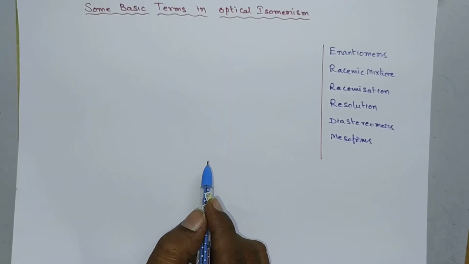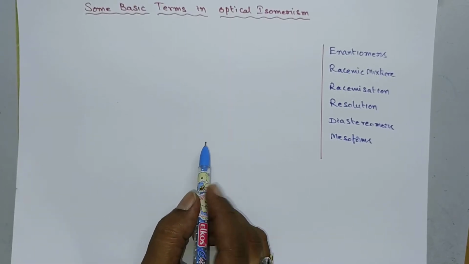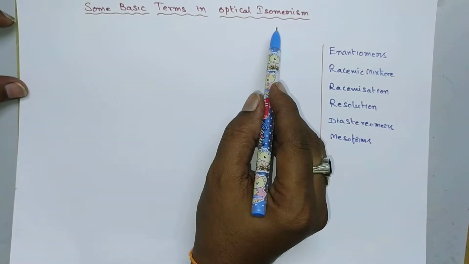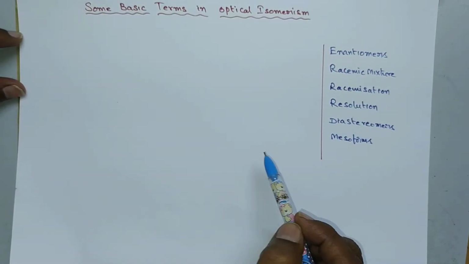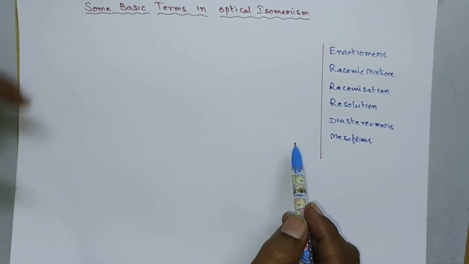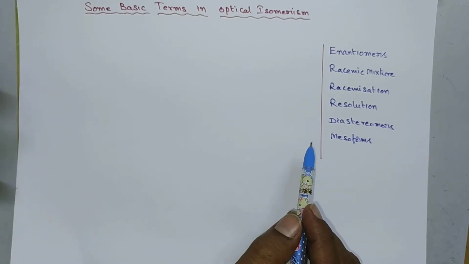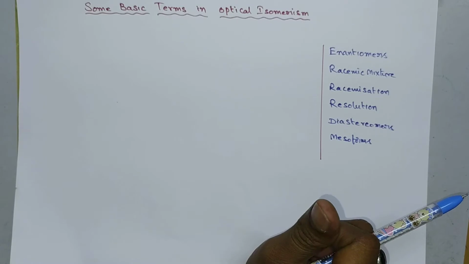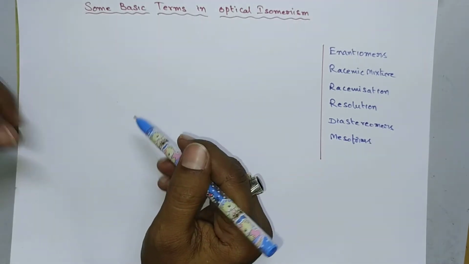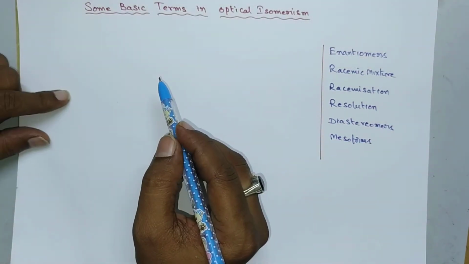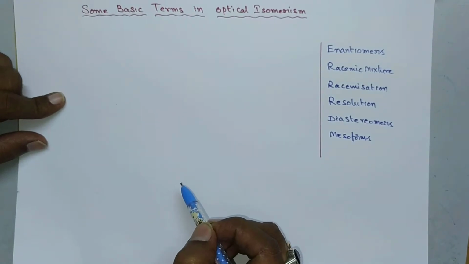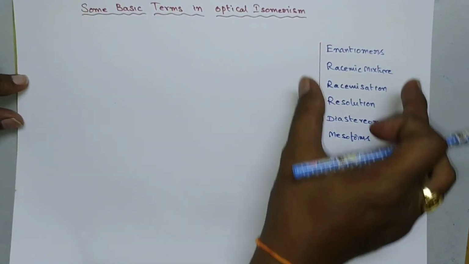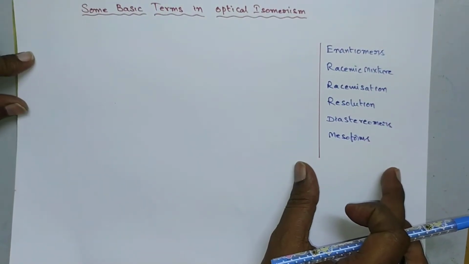Hi students, today in this session we are going to discuss some basic terms involved in optical isomerism by taking some examples. After watching this video, you will get a clear idea about optical isomerism. In the previous video, we discussed optical isomerism. I will give you the link in the description. Now in this session, we are going to discuss these terms by taking some examples.